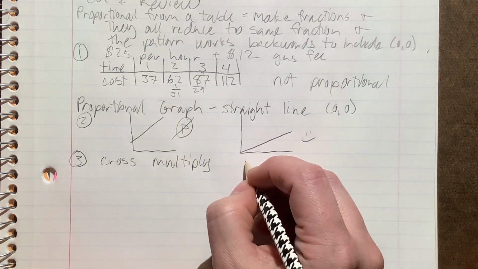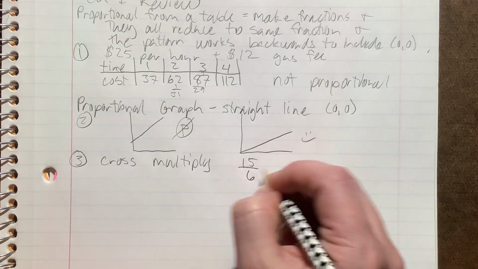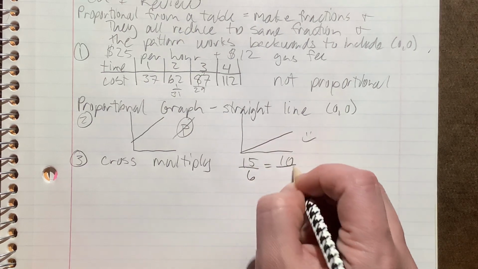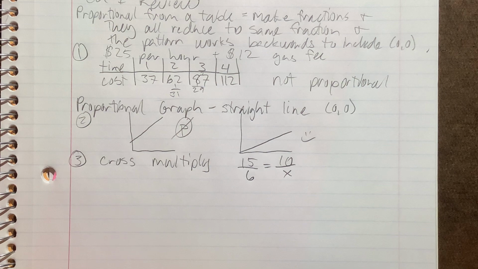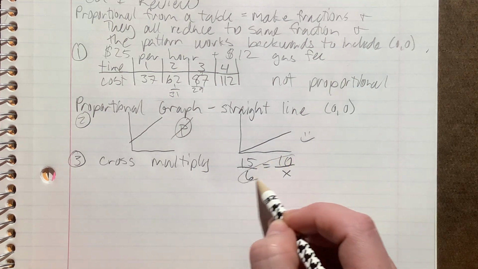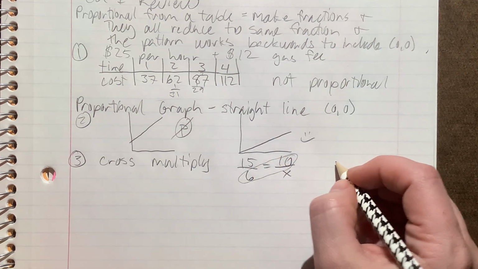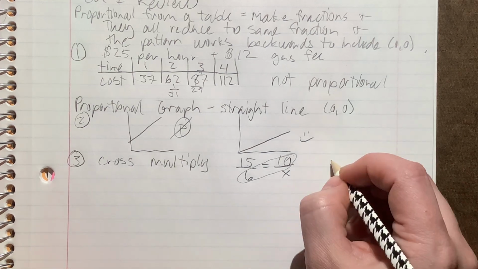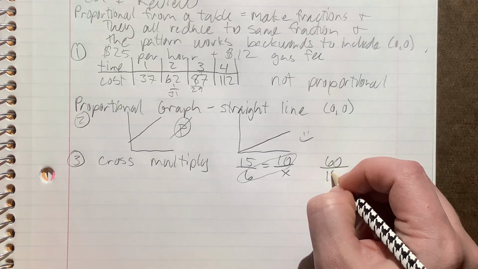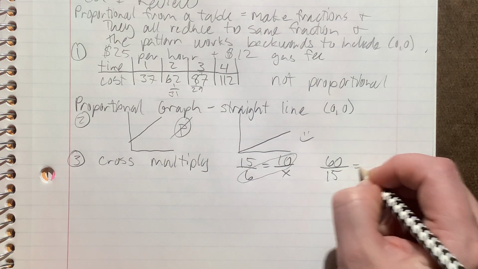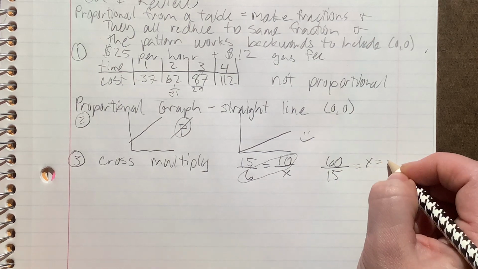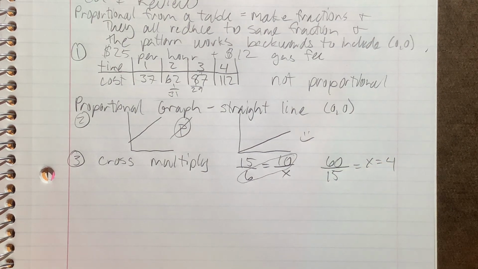So cross multiplying, so if we have 15 over 6 equals 10 over x. And so we multiply the two numbers that are diagonal from each other. So we get 60 divided by 15. And that means x equals 4, if I'm not mistaken. I will check on the calculator just to make sure I'm not making things up. Yep, I'm right, because I'm a genius.